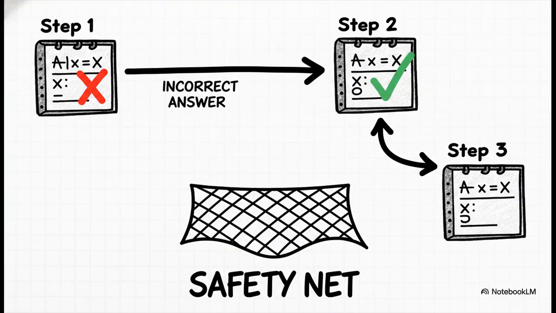This might be the most important tip for any calculation in your entire exam. Examiners use something called error carried forward, and it's a total lifeline. It means if you mess up Step 1, but then you use your wrong answer correctly in Step 2, you can still get the mark for your method. This is why you must always show your working. It's your safety net.